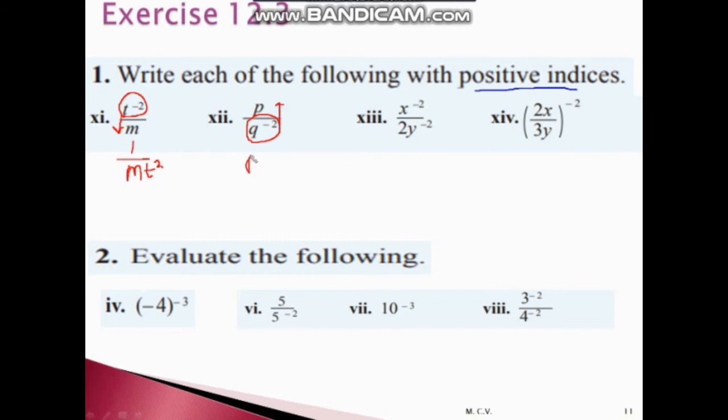The next one, x to the power minus 2, move that to bottom. Then y to the power minus 2, move that power to top. Then you can convert them into positive index form. So in the numerator, y to the power plus 2. In the denominator already 2 is there, and x to the power plus 2 comes to that place.